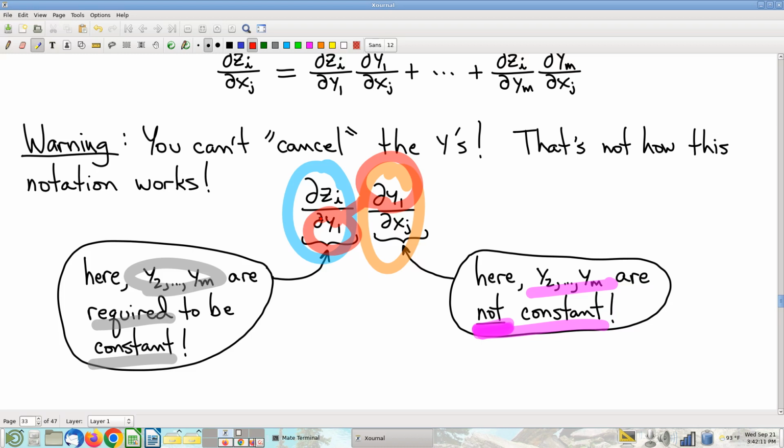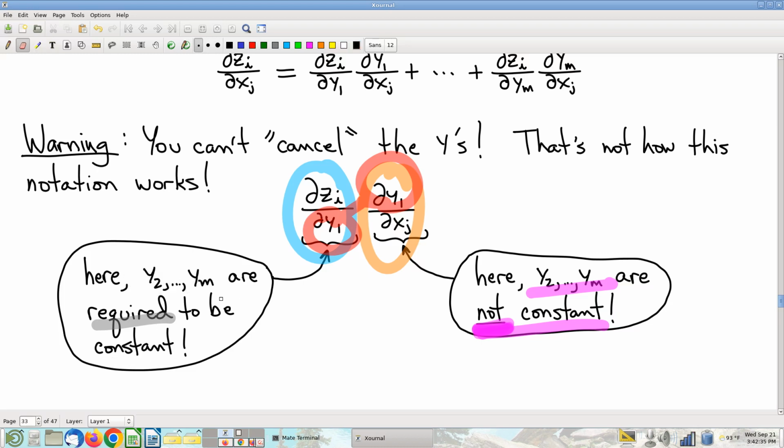So you just can't cancel them. It's not a thing. This is one of the really unfortunate things about the fraction-like notation for partial derivatives. It's a little too suggestive of something that isn't true. So heads up about that. And please don't step on this landmine.